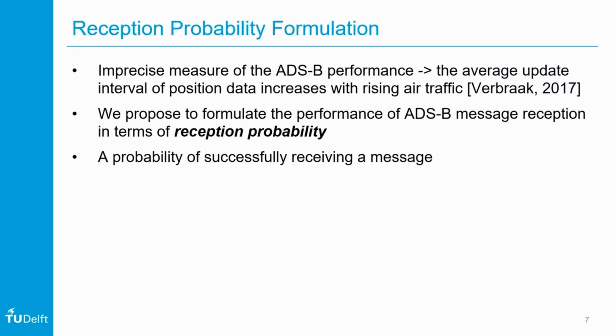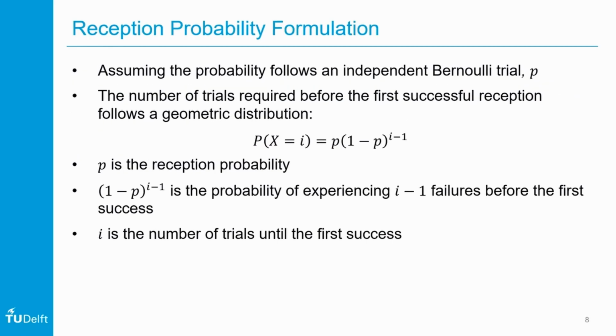That is the probability of successfully receiving a message. And this probability itself, we assume it follows an independent Bernoulli trial, so it does not depend on the previous transmission. And the number of trials required before the first successful reception is given by this geometric distribution. And P here is the reception probability. And yeah, you can calculate basically, for instance, you have a message and you can estimate the probability of this message being received by the first trial or second trial, and so on. And this is the formulation itself, and we have data from the 2017 paper.